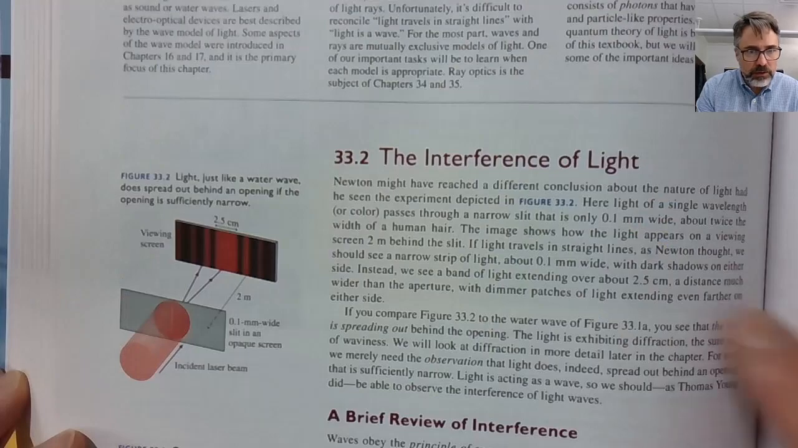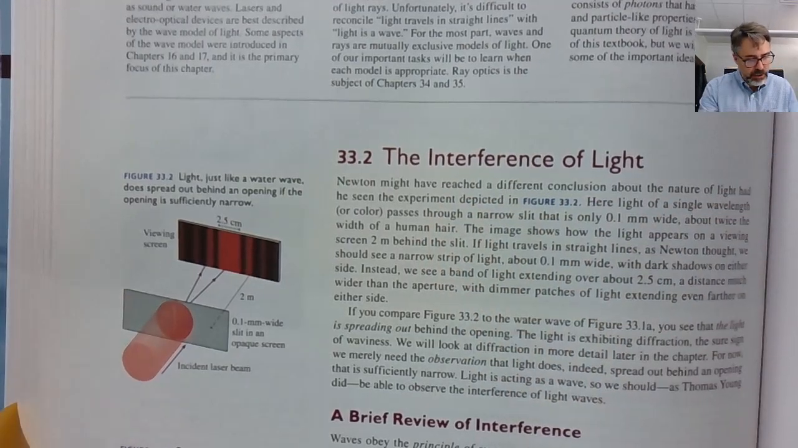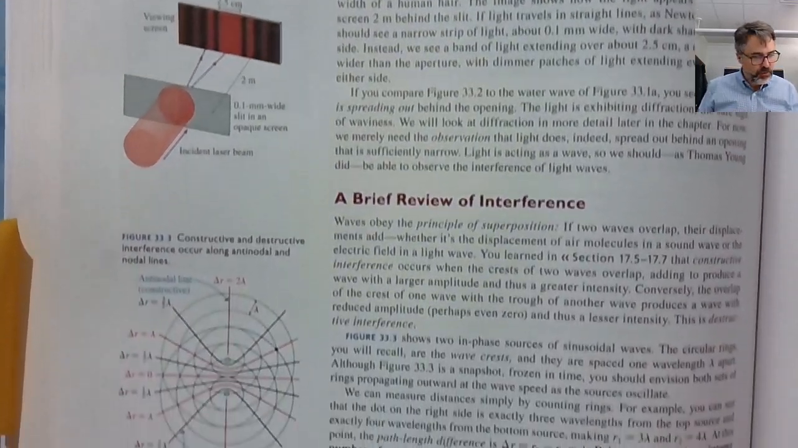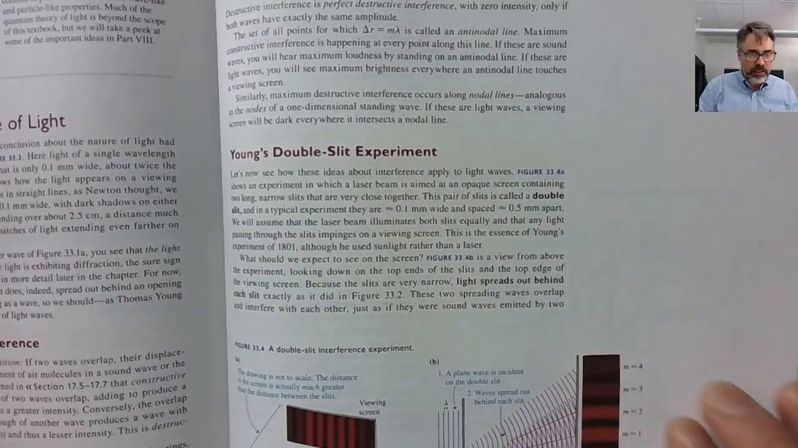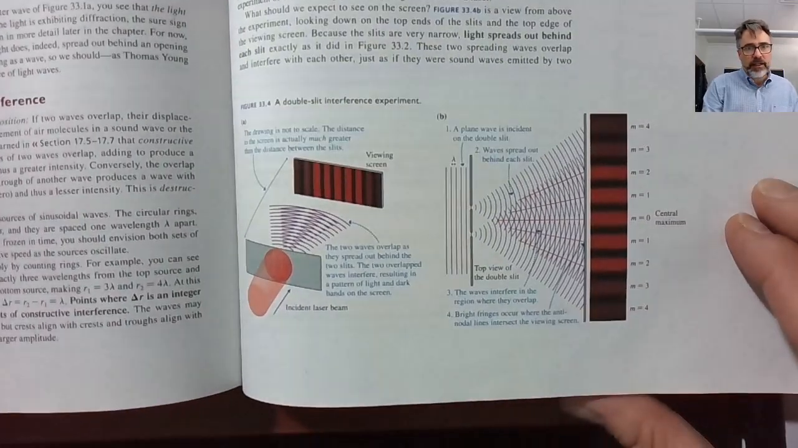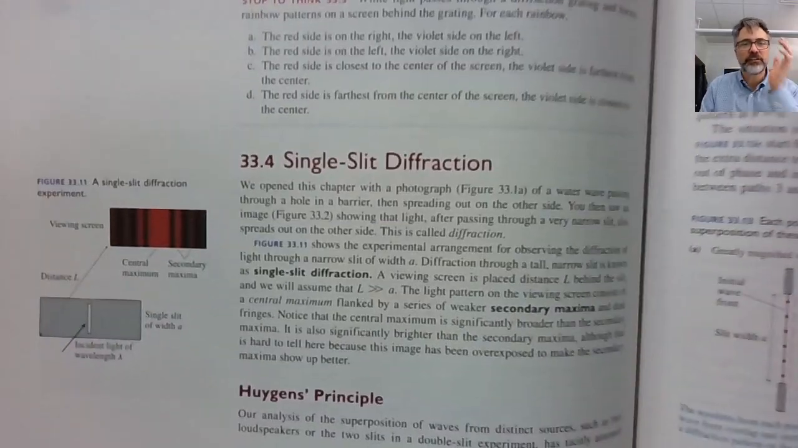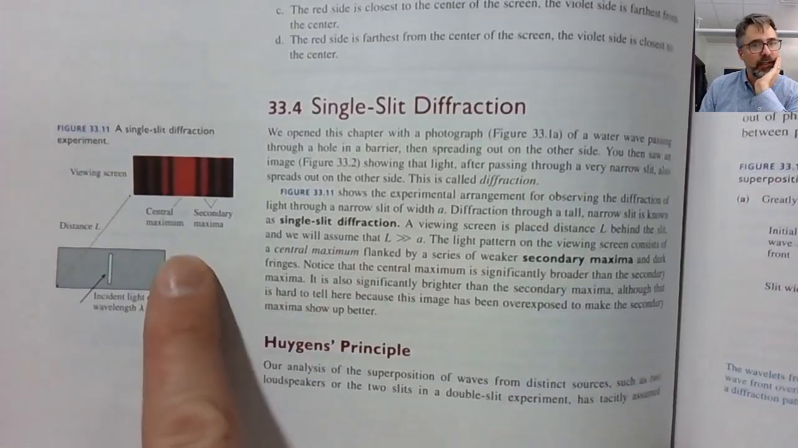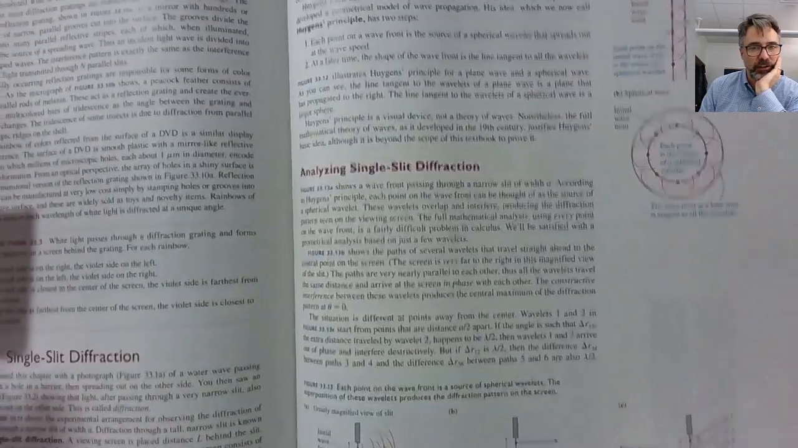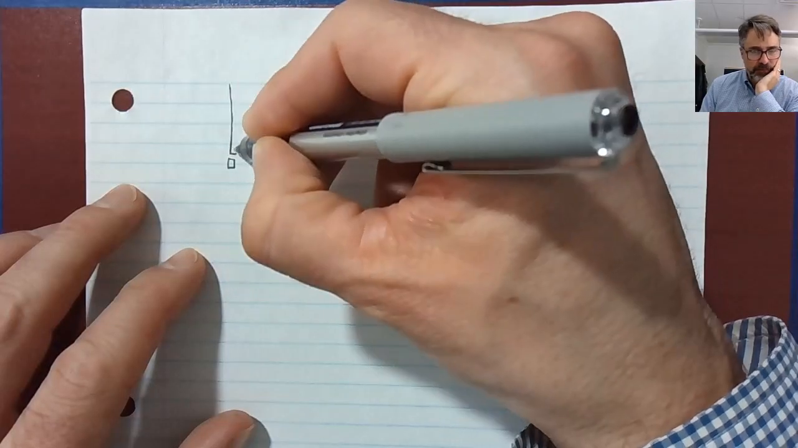So this is from your book, actually. This is the wave optics chapter, section 33.2, Young's double slit experiment. That's sort of the picture. So I'll start with double slit, and then we'll go to single slits. It's a little bit harder to understand and analyze single slit diffraction. But basically, let's start by drawing.